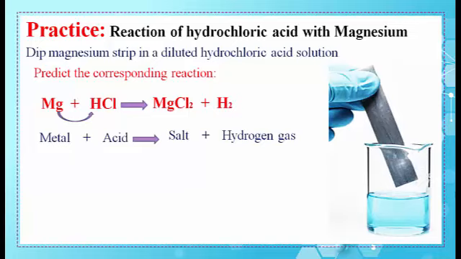It is very important to denote here that the formula of the salt must be written using the crisscross method, which we learned in the past year. Don't forget to balance the equation by multiplying HCl by 2, since we have only one hydrogen atom in the reactants and 2 hydrogen atoms in the products. Also, we have only one Cl atom in the reactants, while we have 2 Cl atoms in the products.